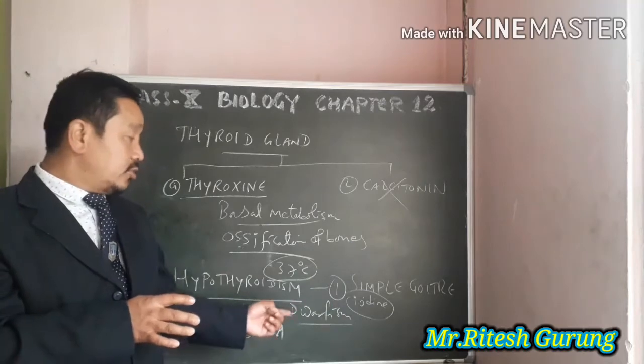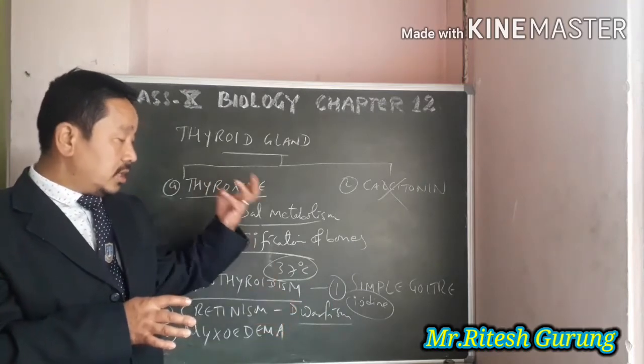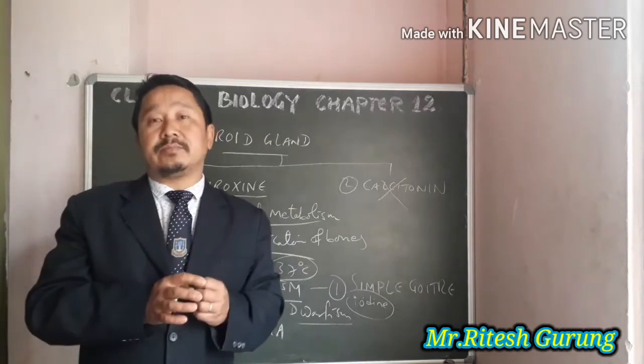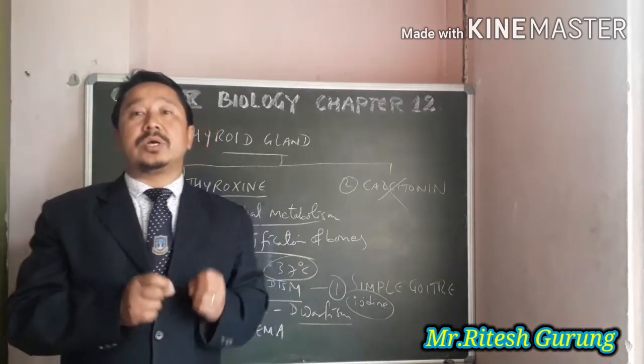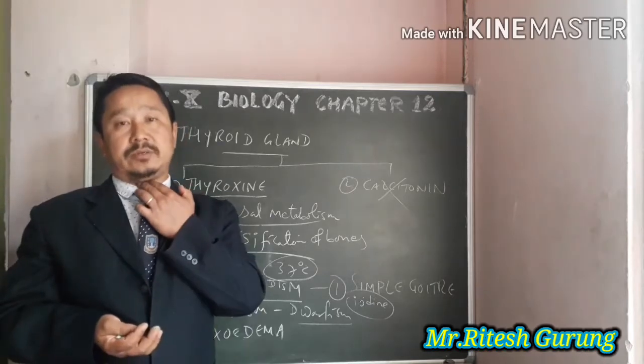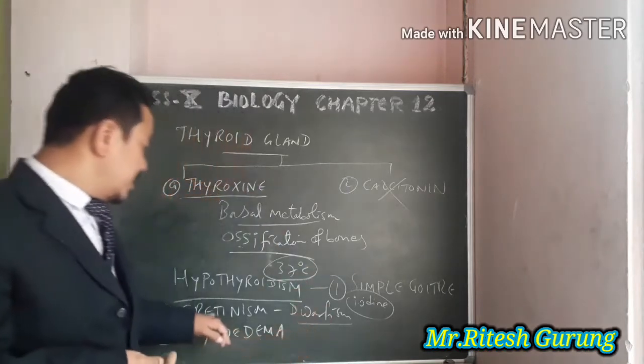So this dwarfism and mental retardation are mainly due to defective development of the thyroid. So that problem is called cretinism.